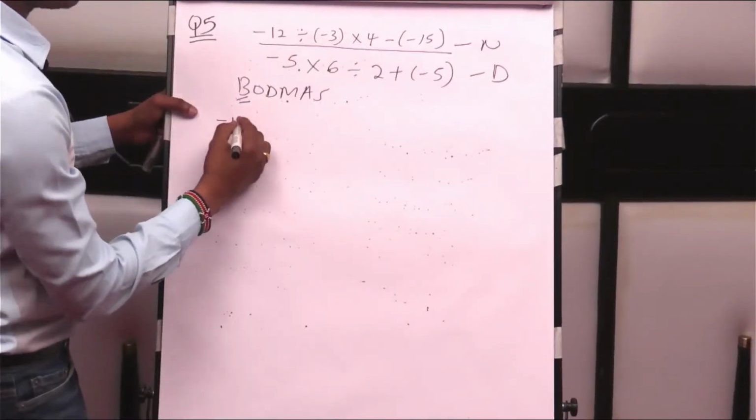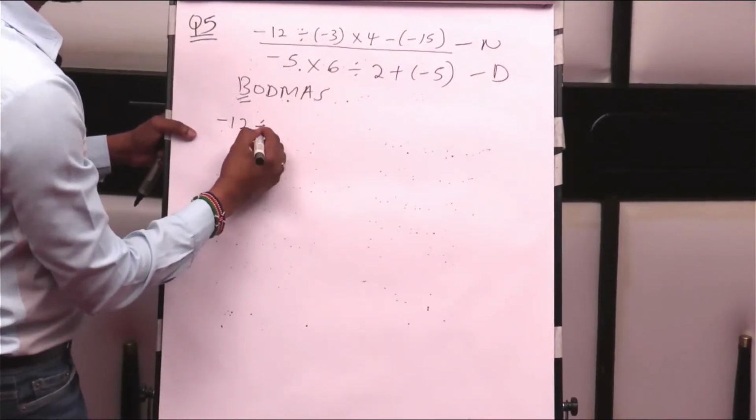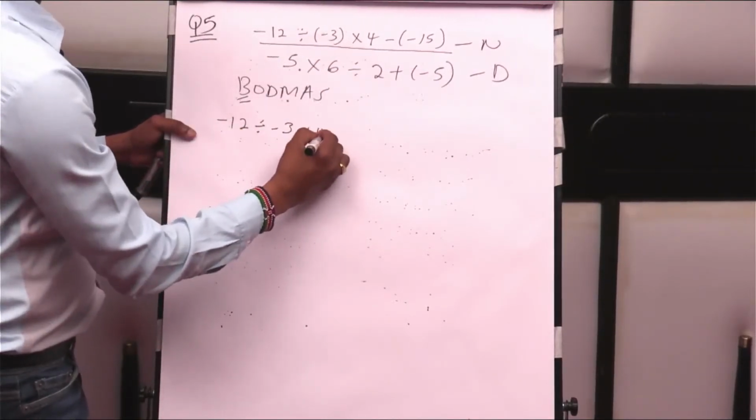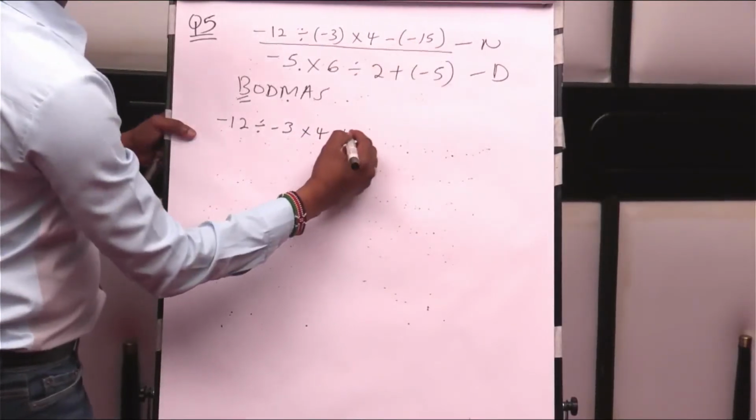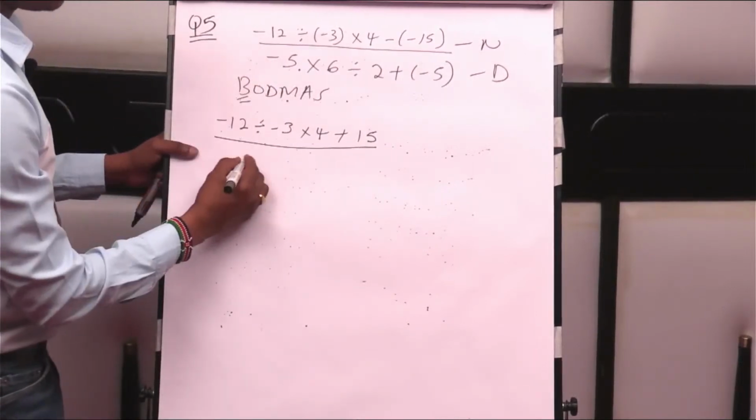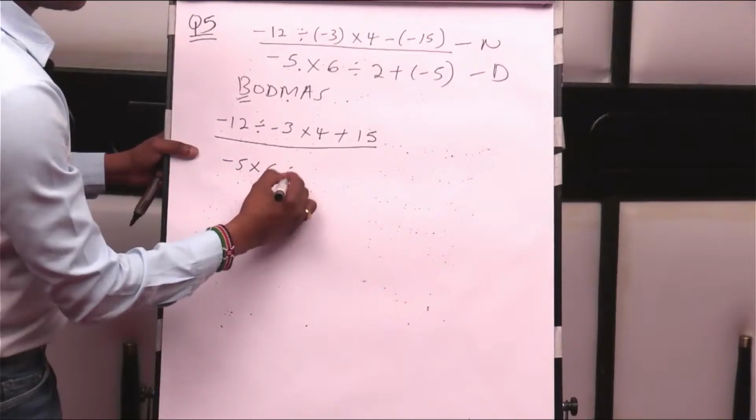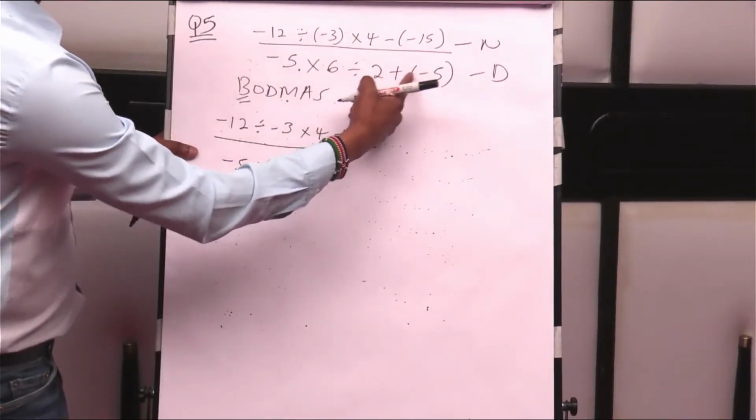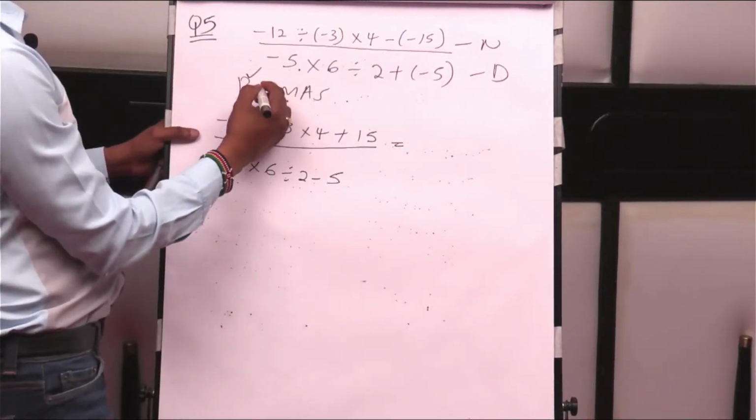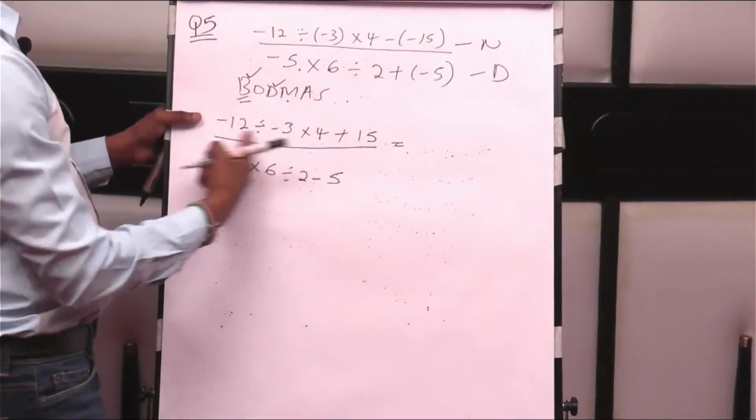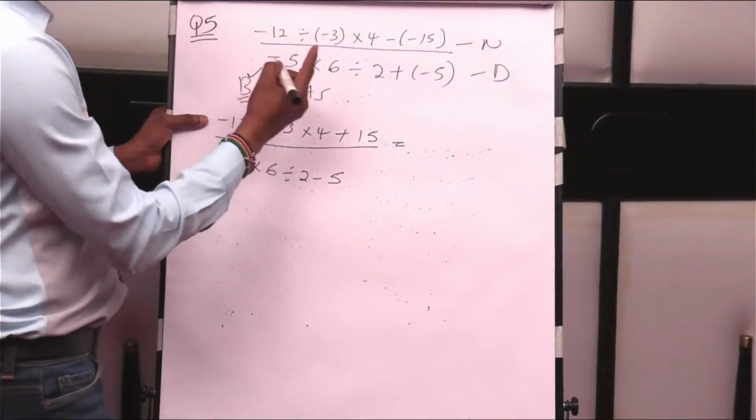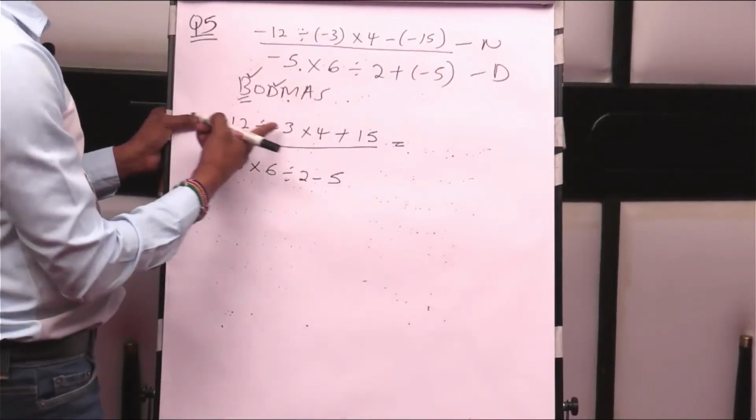So minus 12, very fast, divide by, you open it up, divide by minus 3 times 4, minus times minus is plus 15. Then come to the denominator, minus 5 times 6, divide by 2, then plus times minus is minus 5. After brackets you go to of, it is not there, go to division. Now come to the numerator and divide. Minus 12 divided by minus 3. Minus divided by a minus is a positive. 12 divided by 3 is 4.